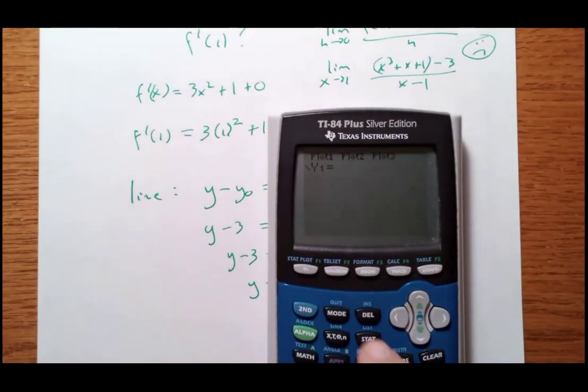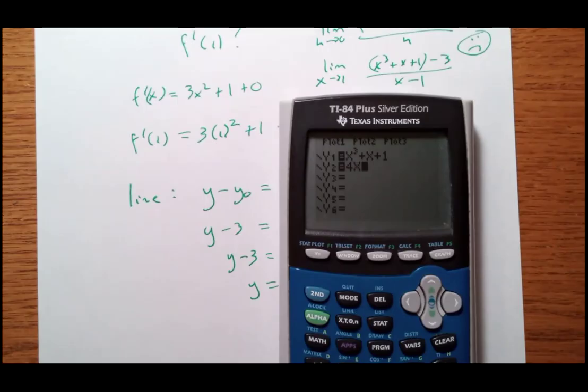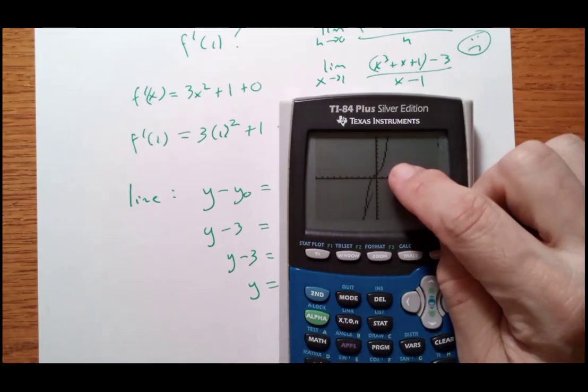I put in my equation, x to the third plus x plus 1. I put in my line, 4x minus 1. And I graph those. Here's my cube, and there's my tangent line.